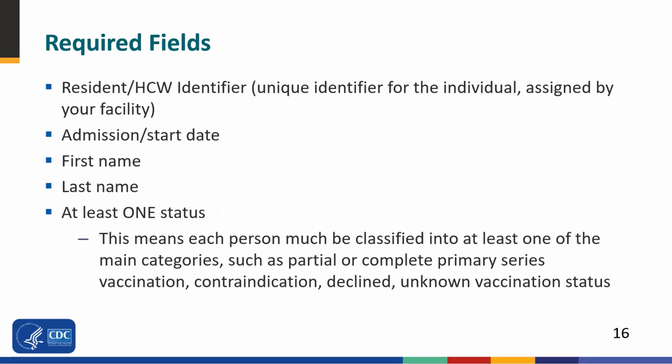Some of the fields in the event level vaccination form are required in order to save. For all individuals, you must enter the resident or healthcare worker identifier. This is a unique identifier for the individual assigned by your facility. You must also enter the admission or start date, first name, last name, and at least one status. This means each person must be classified into at least one of the main status categories, such as partial or complete primary series vaccination, contraindication, declined, or unknown vaccination status.